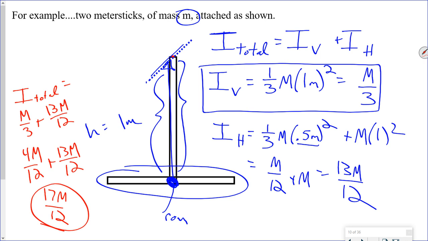So two morals here. One, you can simply add rotational inertias. Two, the parallel axis theorem comes up very, very frequently, and when we get to objects rolling, we're going to be using it a lot. All right, there you go.